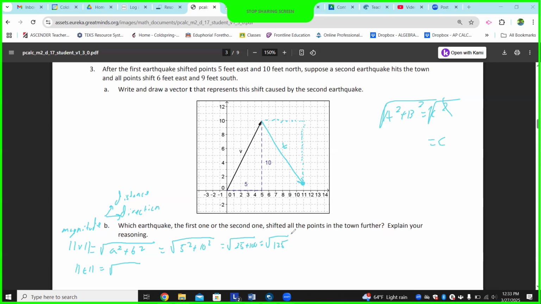This is your A. This is your B. You're doing both. You're comparing to see which one's bigger. To figure out which one's bigger, we're doing both. You're good. So go ahead and finish up V. I'll give you some more time. Not V, sorry, T.